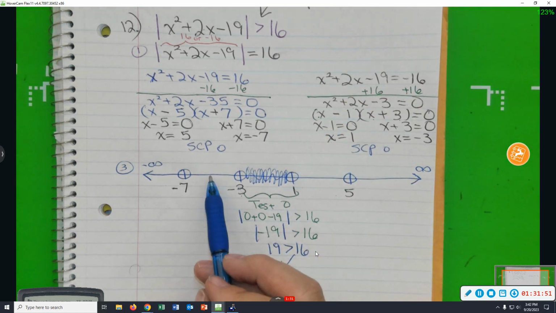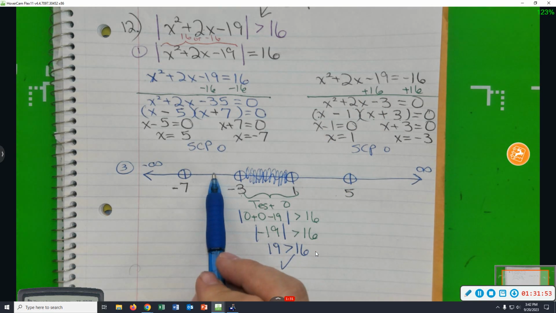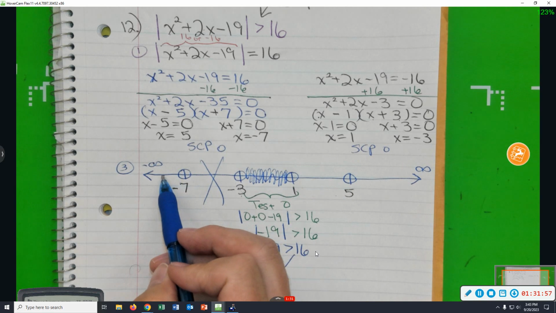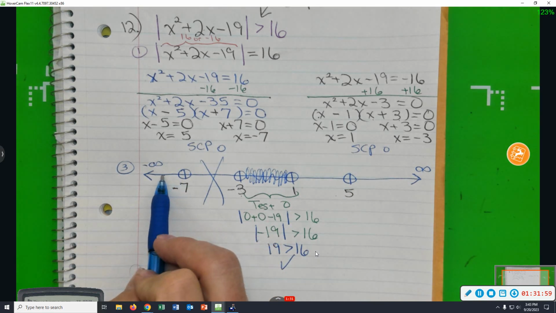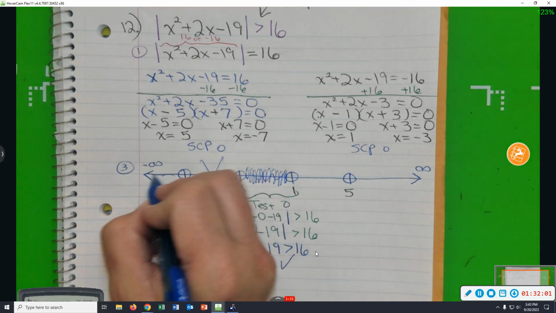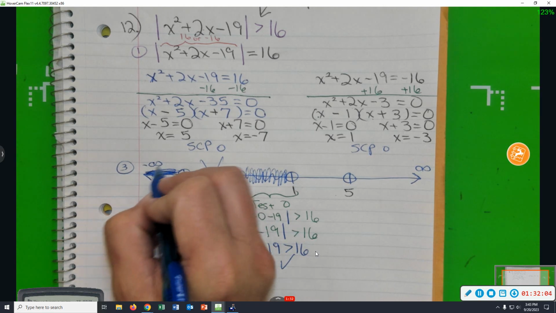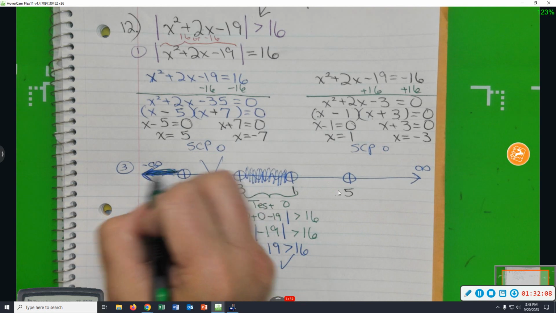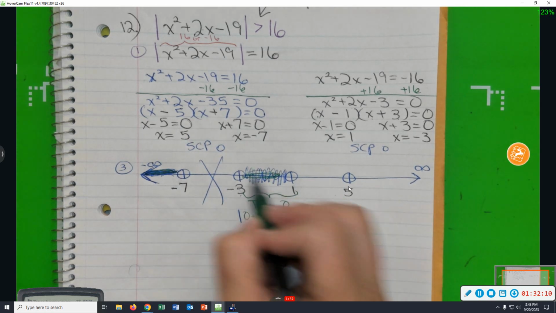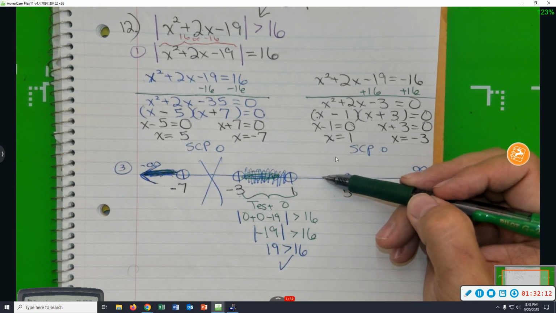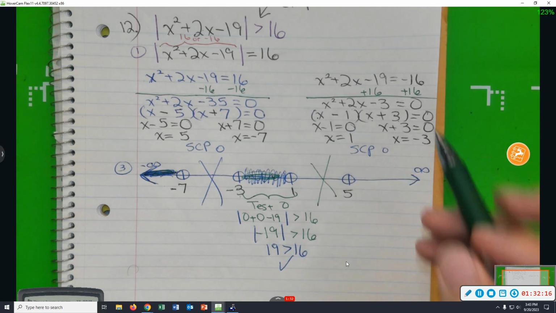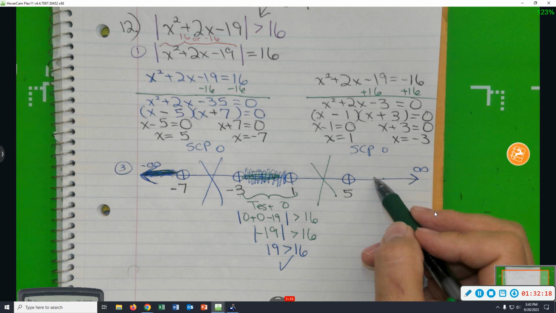So if I tested -4 here, shade or cross out? Cross out. If I tested -8 here, shade or cross out? Shade. Oh, I need a different color for this shading. It stands out better. There, there. So suppose I tested 2 here, shade or cross out? Cross out. Over here, shade.